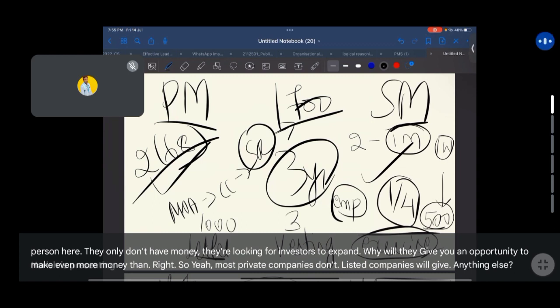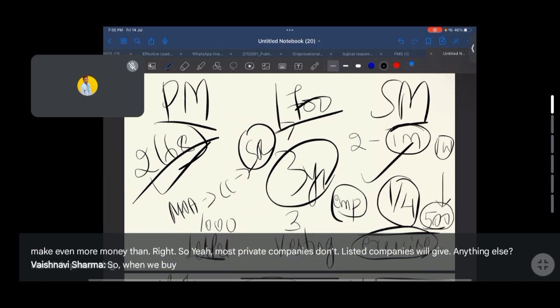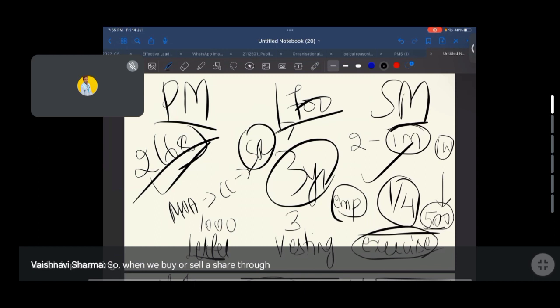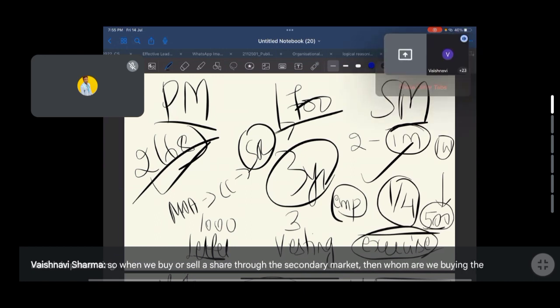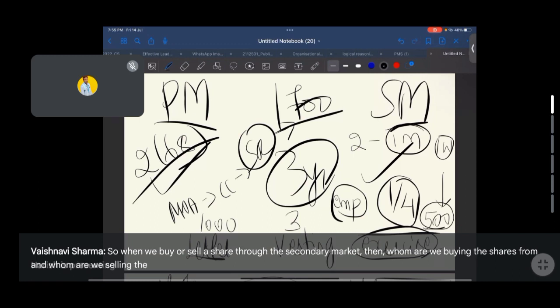Anything else? So when we buy or sell a share through the secondary market, then whom are we buying the shares from and whom are we selling the shares to?